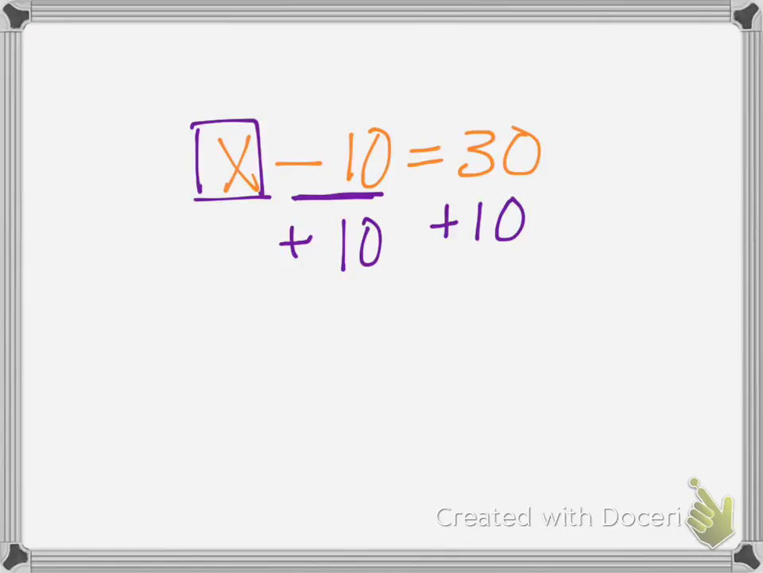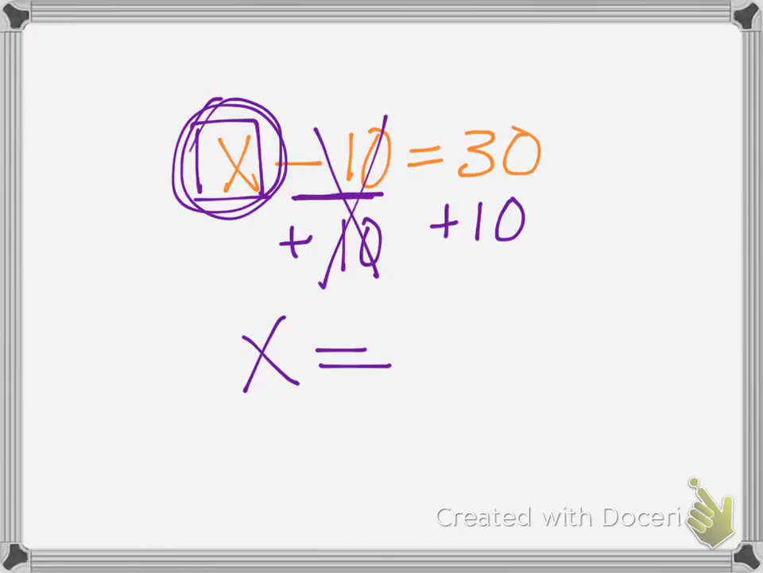These two together make a 0. So now my x is all by itself. And I clean up whatever mess is over here. So that means in this case, x equals 40. All right, let's do a one-step equation with multiplication.